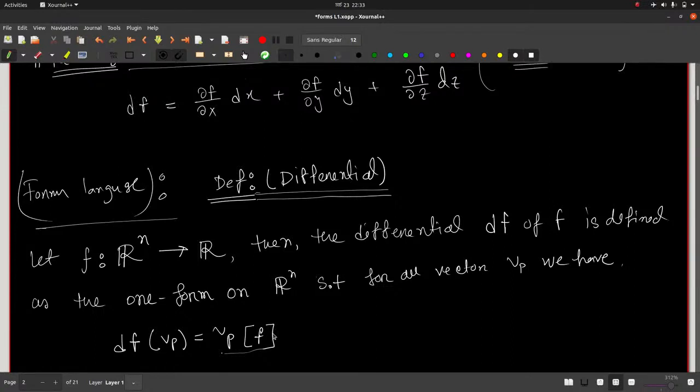That means if you are taking a function, you are doing some vector operation on it with vp and you are getting a number, right? And the differential form also does the same thing. It takes a tangent vector, the one form itself is a member of the cotangent space or the dual space, and it gives you a real number. So this is what is actually happening over here.